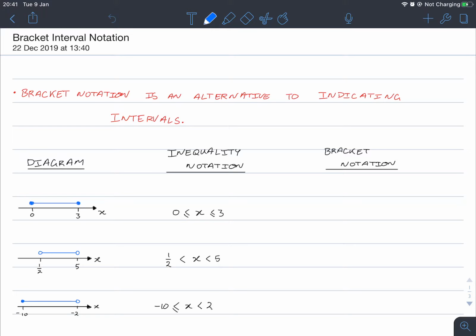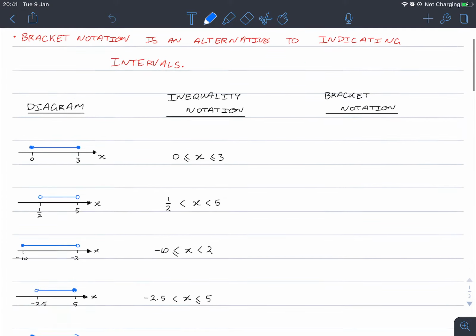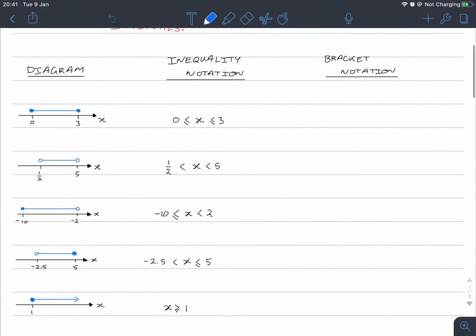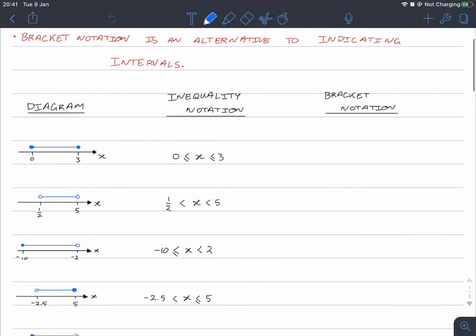Hello class, this is a video tutorial on bracket notation. Bracket notation is an alternative to indicating intervals. So here I have a range of different intervals and their corresponding inequality notation. I'm just going to demonstrate what the bracket notation of each of these are.